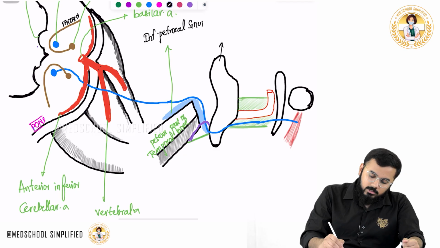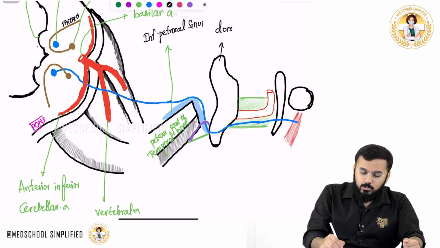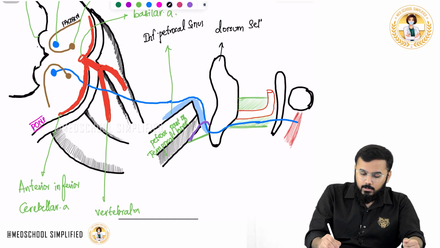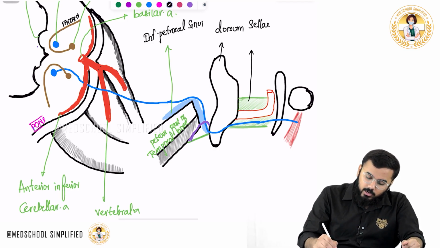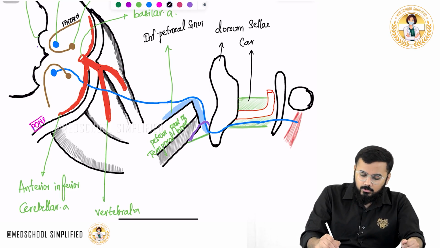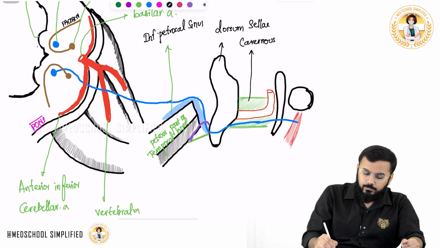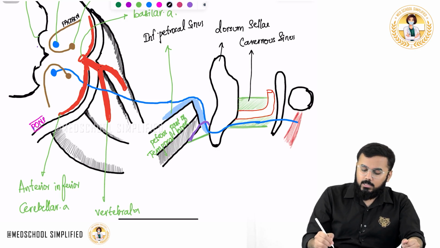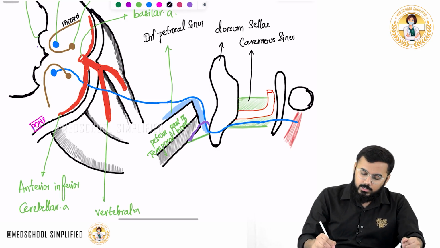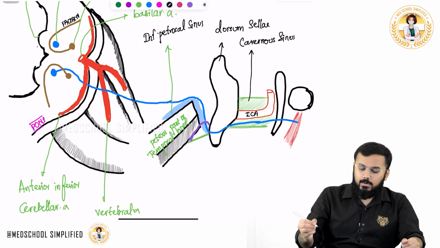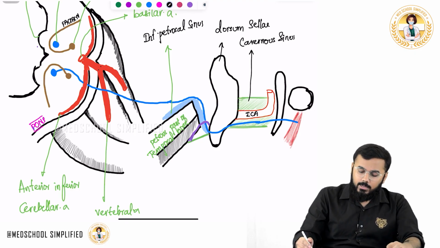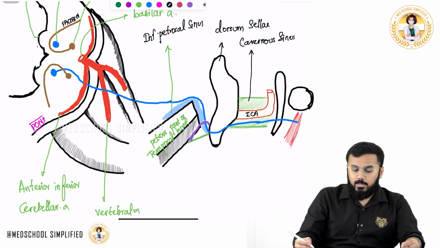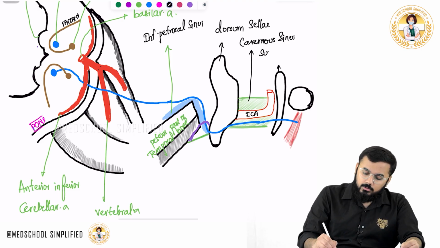And what is this structure over here? This is called your dorsum sellae. And this green color shade which I have given over here is called your cavernous sinus. Within the center of the cavernous sinus you see an artery. This is called the internal carotid artery. Next, in front of the internal carotid artery you see an oblique fissure. This fissure is called the superior orbital fissure.